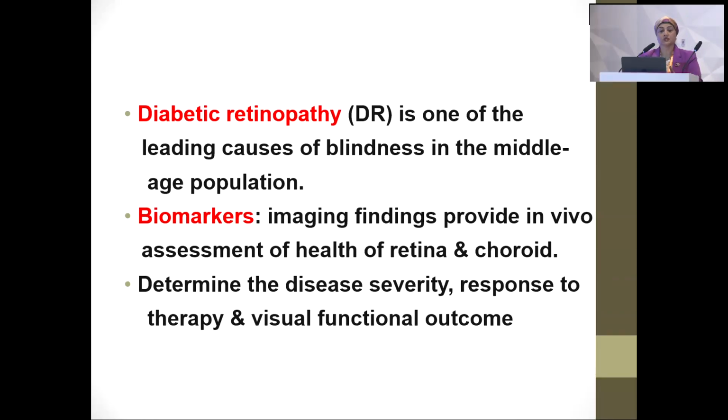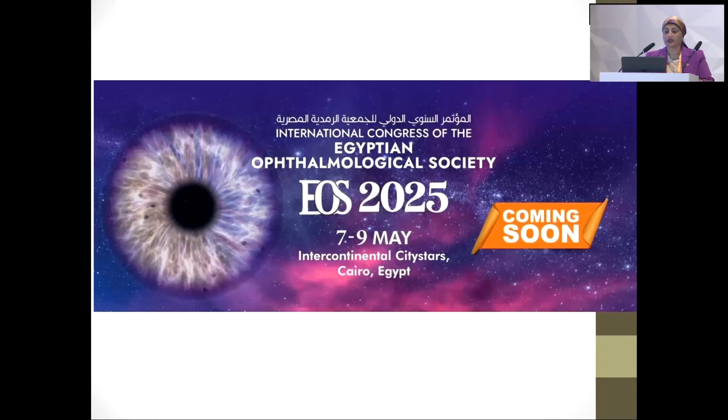As we all know, diabetic retinopathy is one of the leading causes of blindness in the middle-aged population, so we look for biomarkers in imaging, which provides in vivo assessment of the health of the retina and choroid, as well as properly and accurately denotes the severity of the condition, response to therapy, and the visual outcome of the patient, which is important for me as a doctor, and to inform the patient before any treatment protocol.